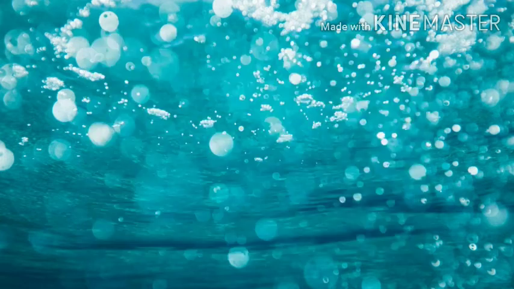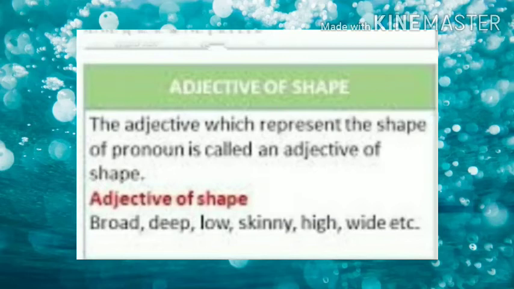And next, adjective of shape. The adjective of shape usually represents the shape of a noun. We can see examples like broad, deep, low, skinny, high, wide, etc. These are the different words which show the shapes of the object. For example, we can say there is a broad sea in this particular place. So that particular adjective is called an adjective of shape.